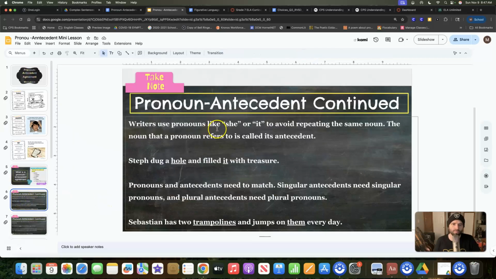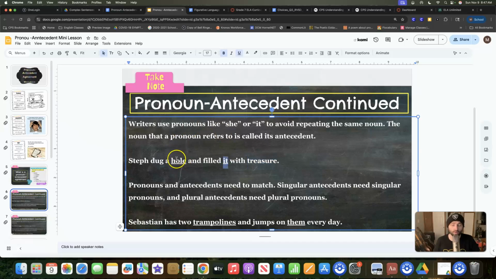So writers use pronouns like she or it to avoid repeating the same noun. The noun that a pronoun refers to is again called the antecedent. So Steph dug a hole is our antecedent here, and filled it with treasure. It here is referencing back to hole. Now hole is singular, so therefore it must be singular. Pronouns and antecedents need to match. Singular antecedents need singular pronouns, and plural antecedents need plural pronouns.